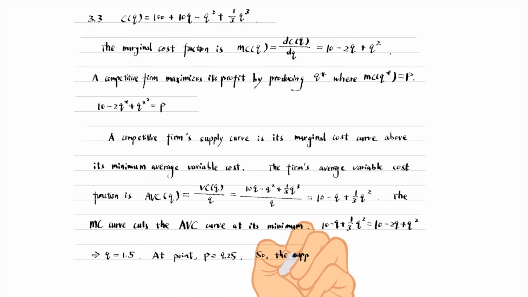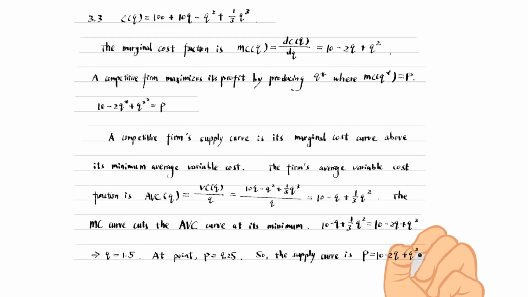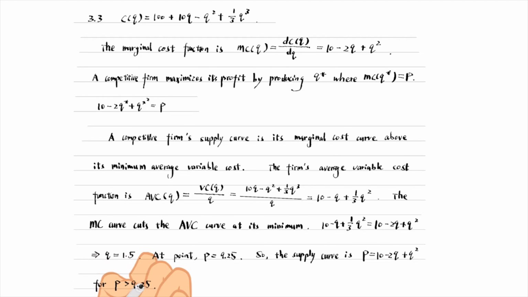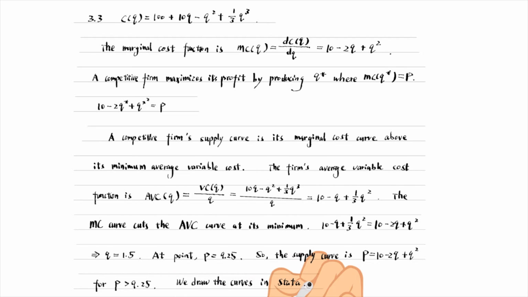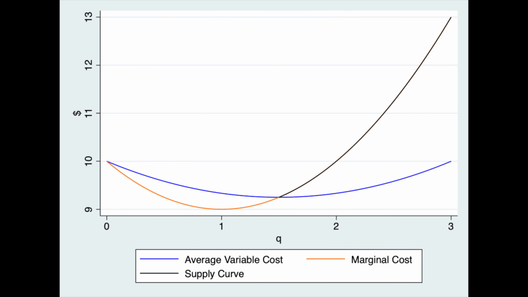So the firm's short-run supply curve is its marginal cost curve above the price of 9.25. We draw the curves in Stata. You can find Stata's graphic commands in the description below.